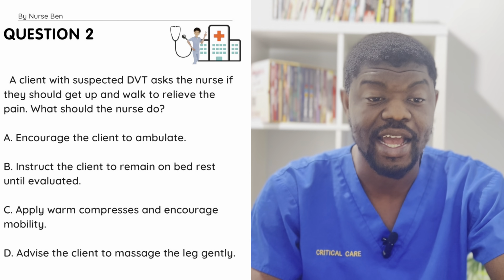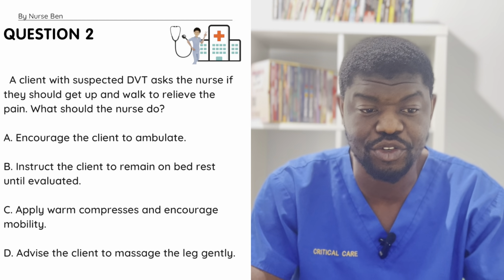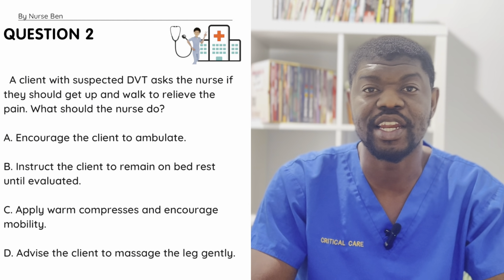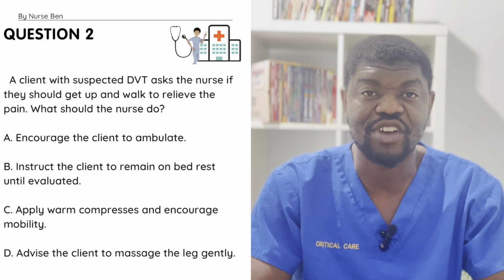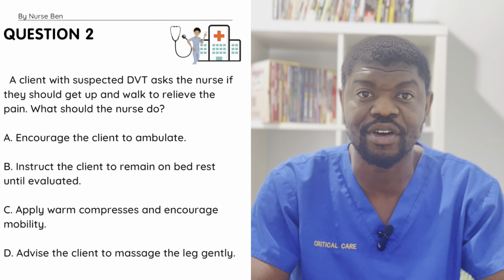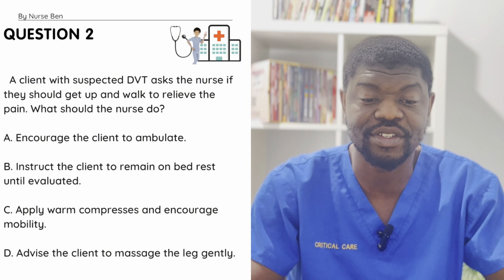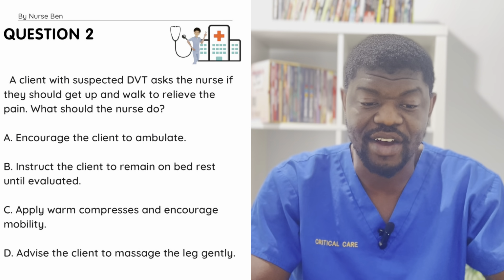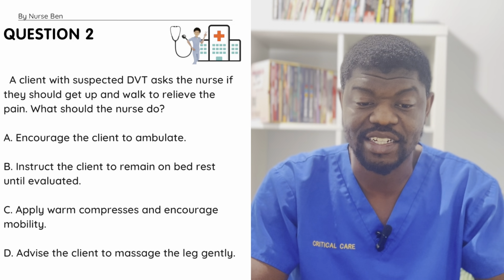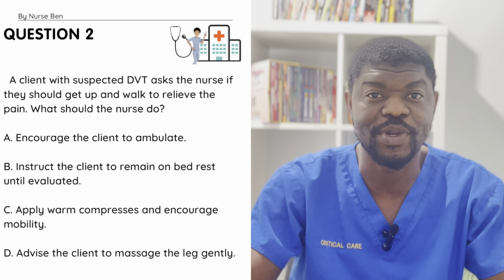Question number 2. A client with suspected DVT asked the nurse if they should get up and walk to relieve the pain. What should the nurse do? A, encourage the client to ambulate. B, instruct the client to remain on bed rest until evaluated. C, apply warm compress and encourage mobility. D, advise the client to massage the leg gently. Take a few minutes and drop your answer in the comment section.